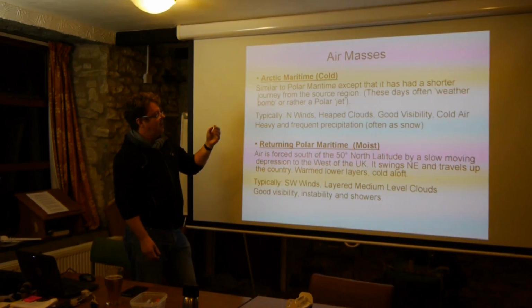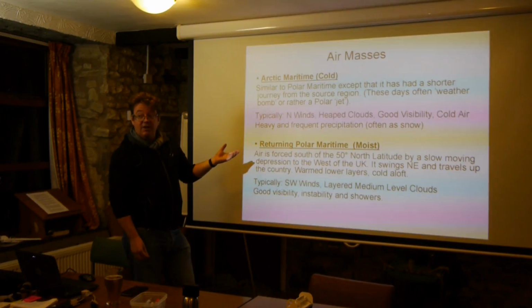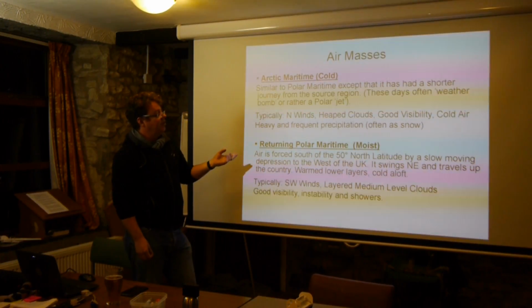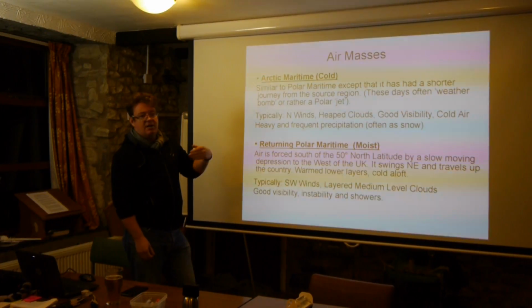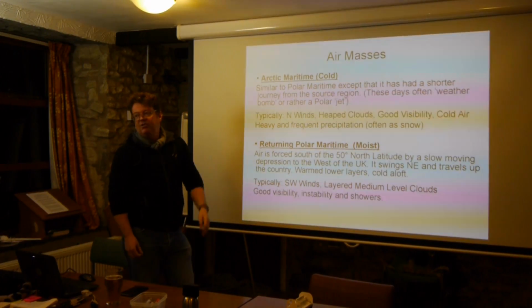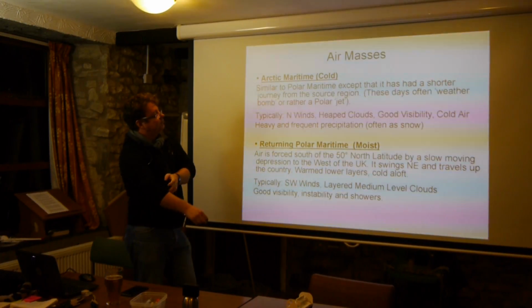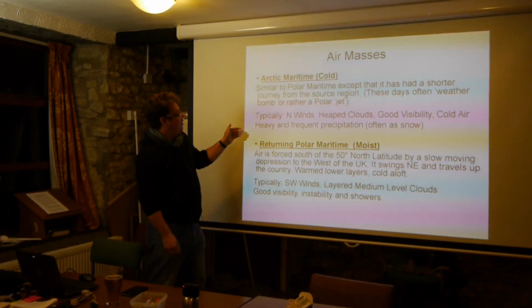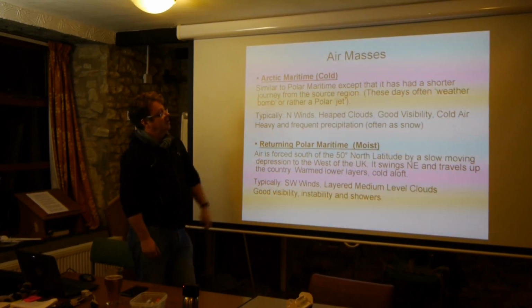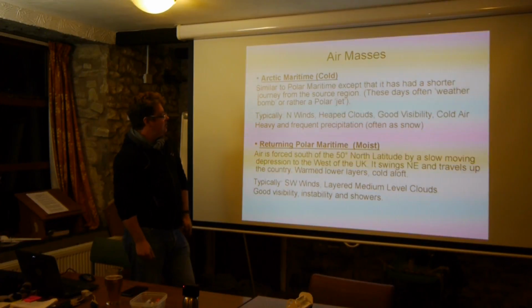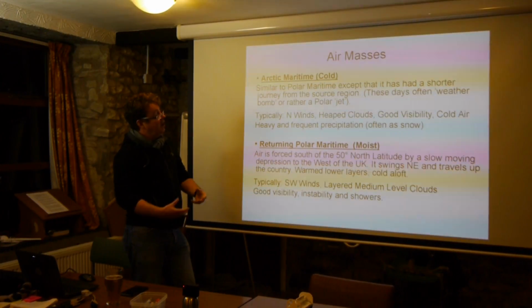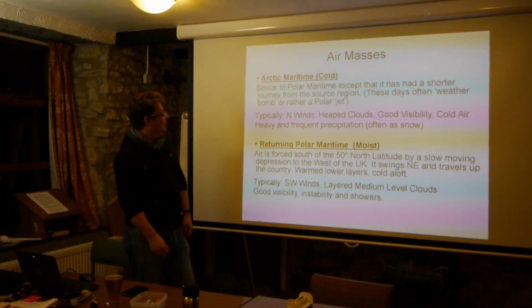Generally, you've got northerly winds, cumuliform clouds, heaped clouds, very, very good visibility. On a good day, you'd be able to stand on a hillside or fly and see potentially 50, 60, 70 miles without any difficulty in that sort of air mass. It's very cold air. It will often have heavy and frequent precipitation, in the winter generally as snow, that is associated with the instability and the very, very cold air.